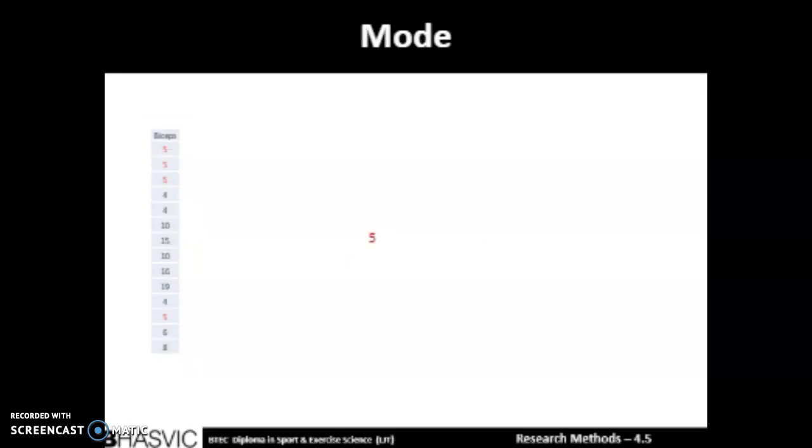The mode is very simple. It is the value that occurs most frequently in a series of numbers from the results that we get. In our example, the mode is 5. It is a score in our results that is scored 4 times, and this being the most frequent number from all of our results. So this therefore is our mode.